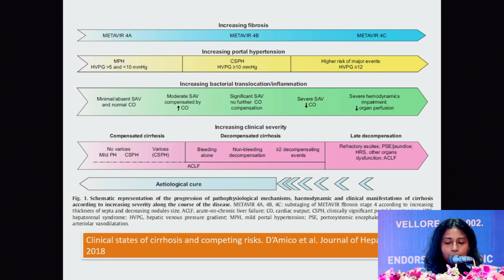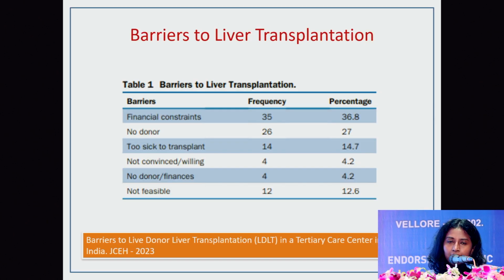We can see the portal pressures, normal being less than 5, and more than 10 we call clinically significant portal hypertension. With increase in portal hypertension, decompensation worsens. Today I'm going to concentrate on patients with advanced chronic liver disease. The curative option for decompensated cirrhosis would be liver transplantation. However, in our country there are a lot of barriers: financial constraints, lack of donors, the patient may be too sick by the time counseling for transplant is done, and many socio-economic and psychological factors as well.